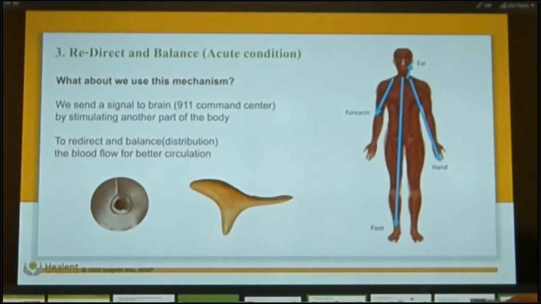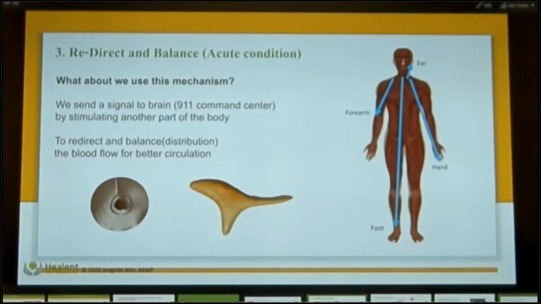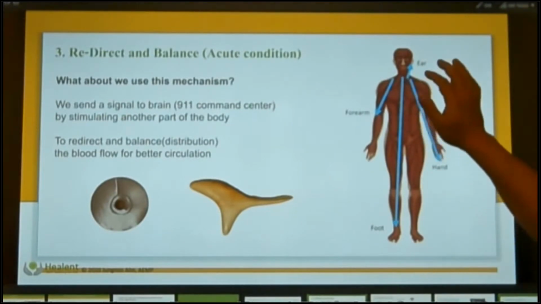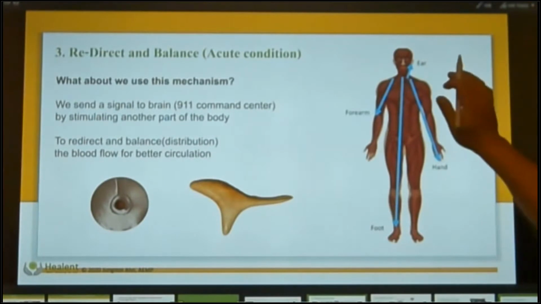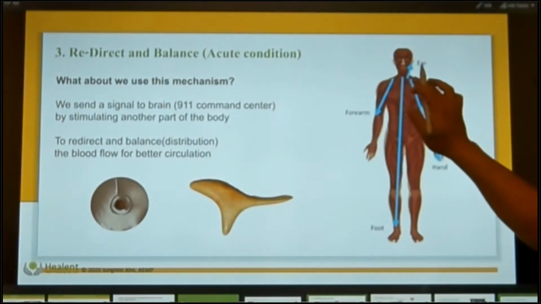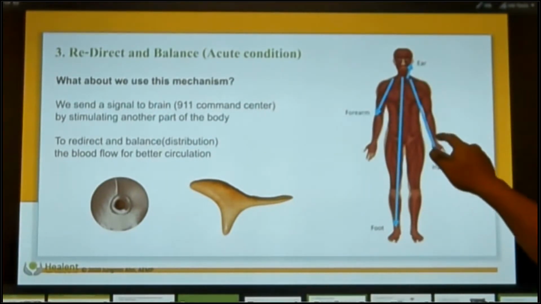So this is about pain and how to take care of it. Redirect and balance. Once we have neck pain, sometimes our brain is sending too much flow or too fast a flow to that area, which creates swelling. So if we have neck pain, you can redirect that energy toward the forearm, the foot, the hand, or the ear.